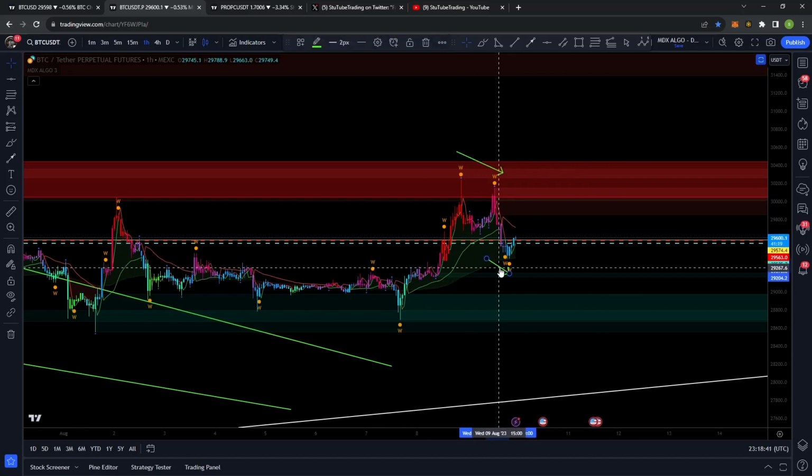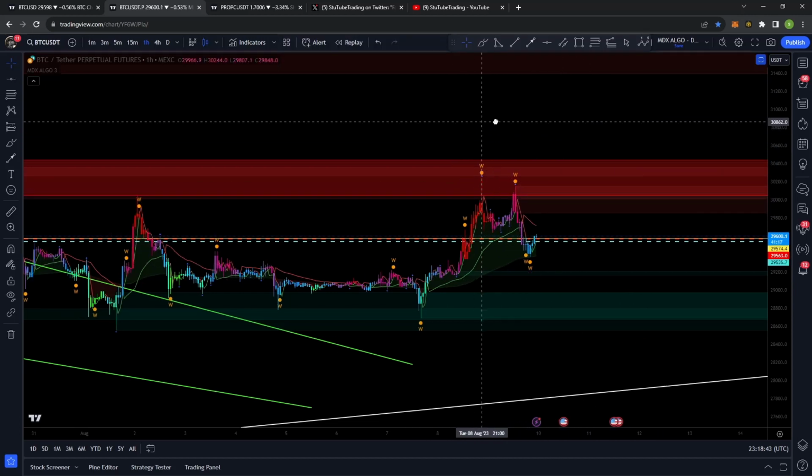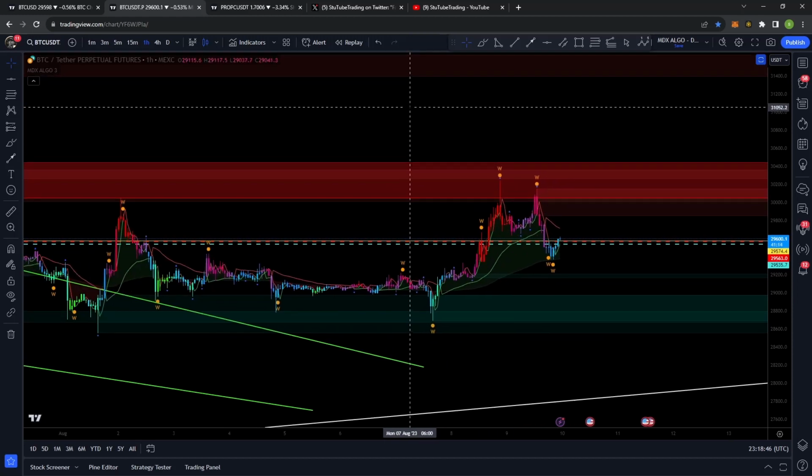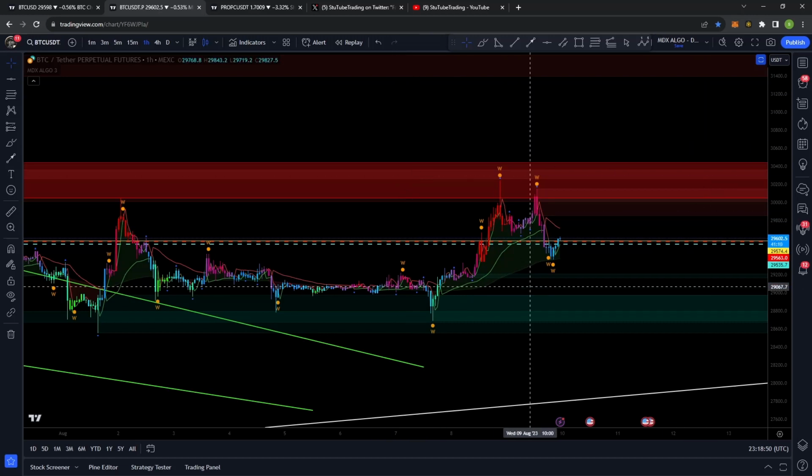So definitely some nice calls. I love using that strategy recently. I mostly use it on the minute or the 5 minute just because I am a degen like that. But beautiful to see it working out in larger time frames as well.